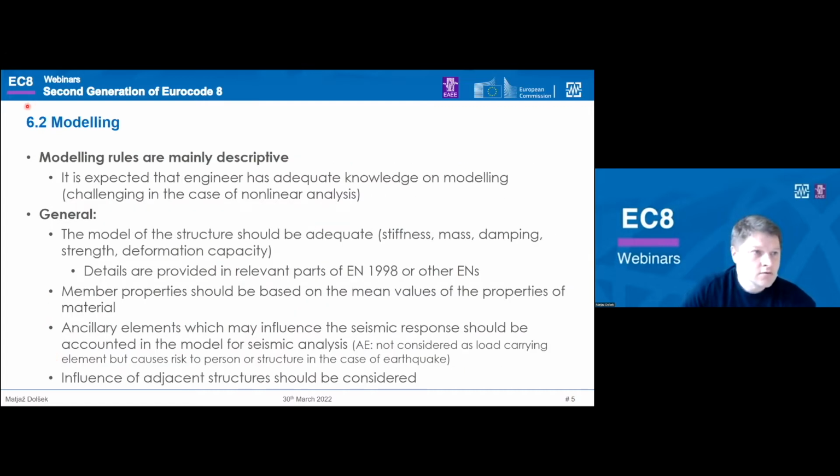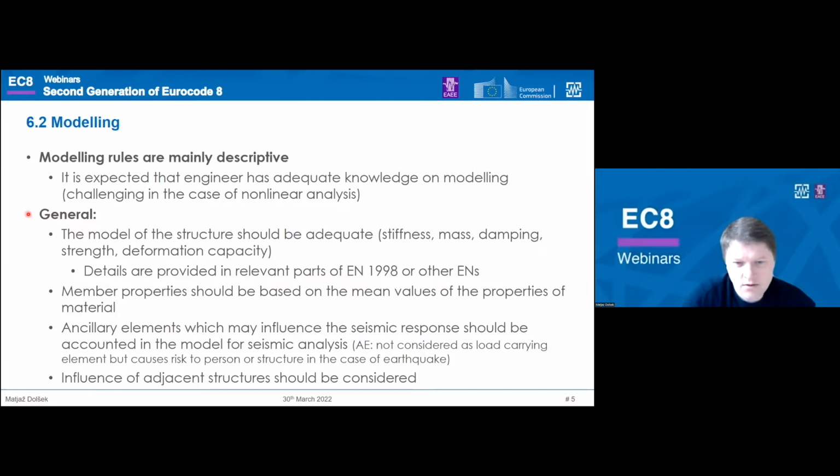So if we go now to section 6.2, it's about the modeling. The description of the modeling in this part of the code is very general. The rules are mainly descriptive, also because it is expected that the engineer has adequate knowledge of modeling, which is quite challenging in the case of nonlinear analysis. But there are also a lot of additional rules for modeling in other parts of Eurocode 8. So here only the general concepts are introduced.